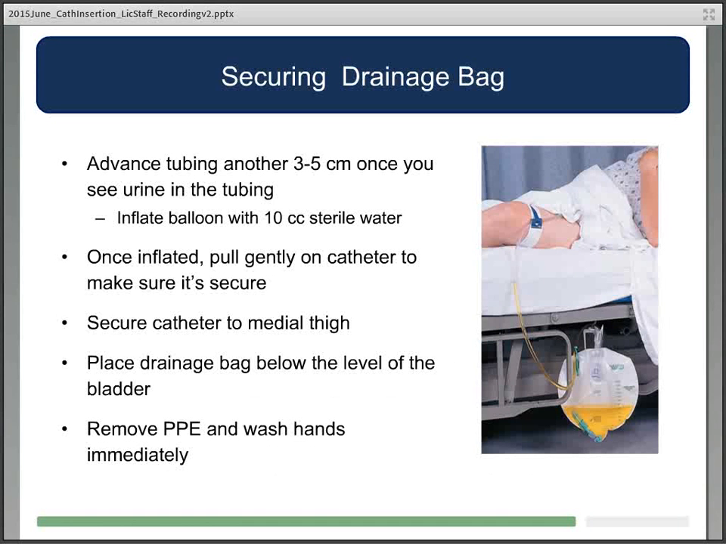With proper insertion, you should see urine in the tubing, and only then should you advance the catheter another 3 to 5 centimeters and inflate the balloon with 10 cc's of sterile water. Tug gently on the catheter to make sure it's secure. Then secure the tubing to a medial thigh and place the drainage bag below the level of the bladder. Roll up the contents of your catheter kit and wrappings and discard them. Finally, remove your personal protective equipment and immediately wash your hands.